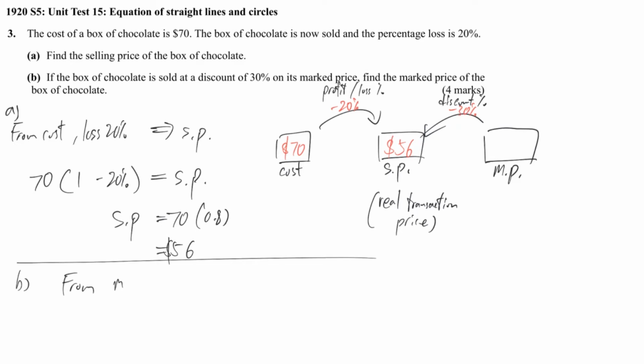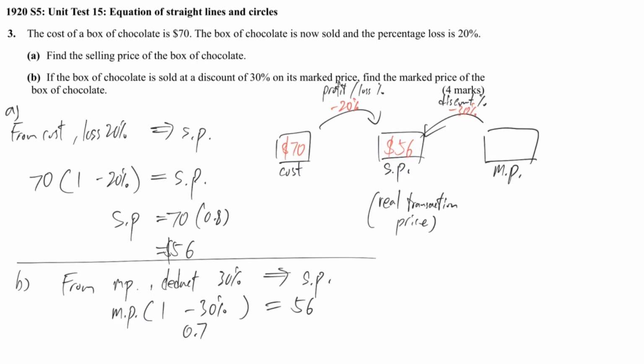From the market price, there's an operation which is to deduct 30%, and that will become the selling price. In this case, the market price is unknown, so keep writing it as market price. Deduct 30% means that on top of the original 1 time, we deduct 30%. It will become the selling price, and the selling price is found, which is 56.